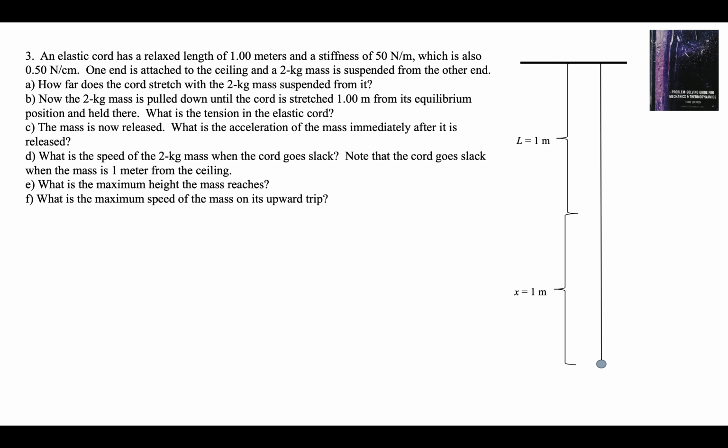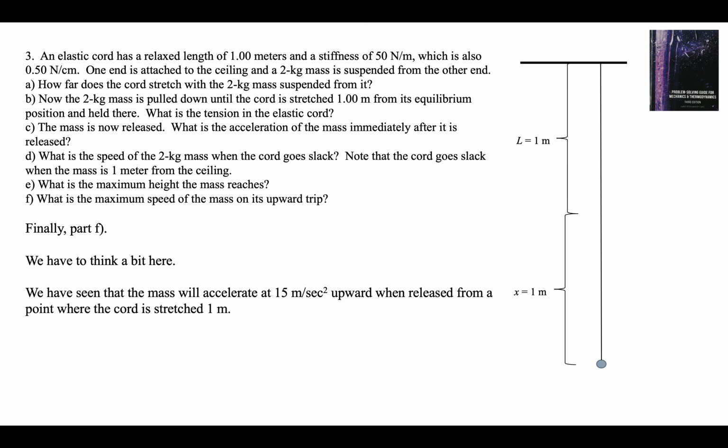Pull down 1 meter. We let it go. It speeds up. The cord goes slack. We want to know the maximum speed on the upward trip. Somewhere the speed's going to be a maximum. You let it go, it's accelerating at 15 meters per second squared up, and then eventually it stops. There must be some point in there where its speed is a maximum, and we have to find it. We're going to have to think a little bit here. What the heck's going on?